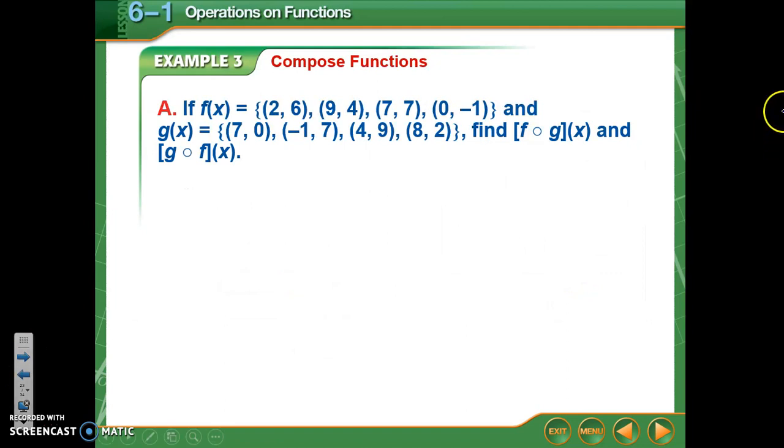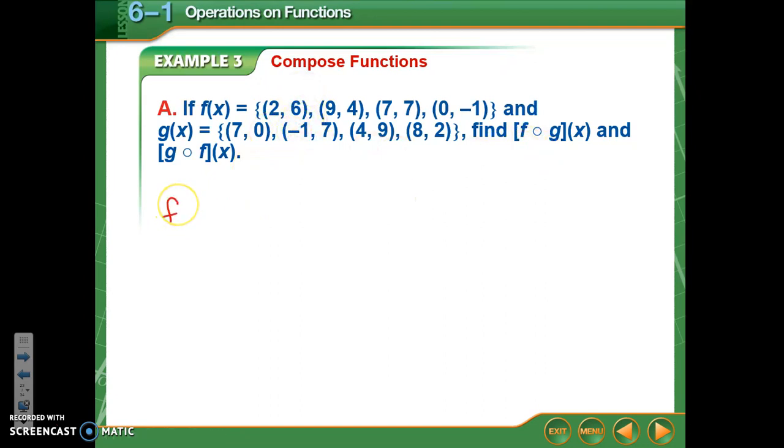So let's look at what that would look like. We're going to look at two examples. We're going to look at an example just with ordered pairs, and then we're going to look at an example with the whole expression that is the function. Okay? So here we have f of x is these 4 ordered pairs right here, this set of ordered pairs, and g of x is this set of 4 ordered pairs. So we're going to find f of g of x, and then we're going to find g of f of x. So follow through this with me, right?